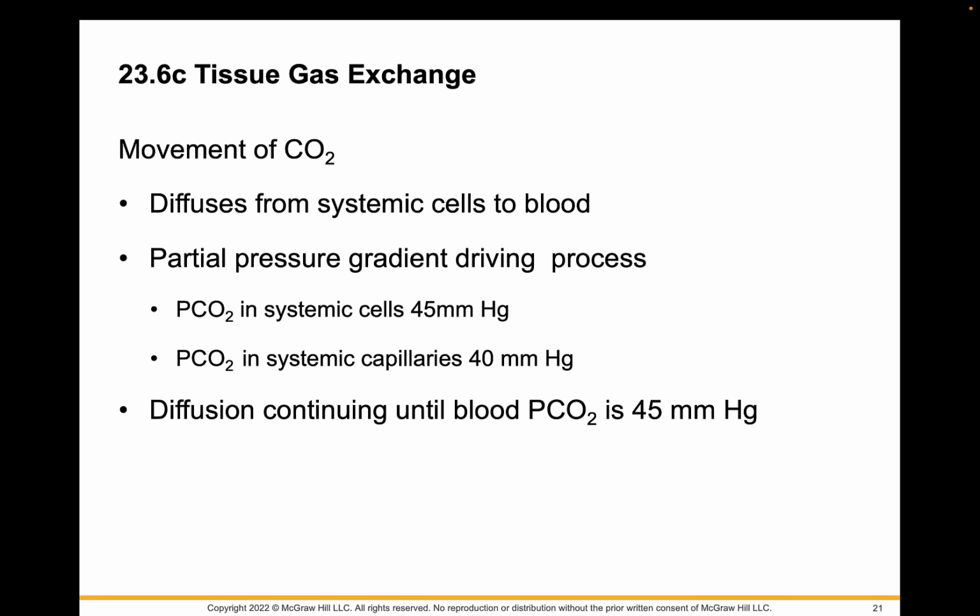CO2, now we're looking at CO2 moving from systemic cells into the blood. Once again, partial pressure gradients are driving the process. The partial pressure of carbon dioxide in systemic cells is 45 millimeters of mercury. The partial pressure of carbon dioxide in systemic capillaries is 40 millimeters of mercury. Diffusion will continue until an equilibrium is reached of 45 millimeters of mercury in the blood.